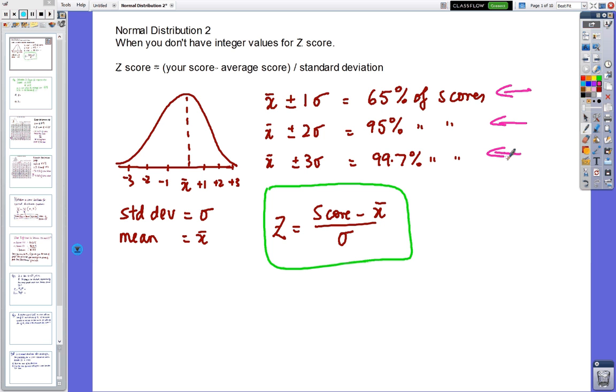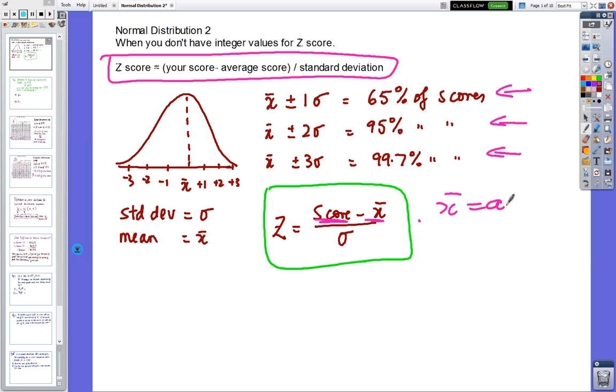Okay, so the Z-score formula I've typed up here, but what it looks like is down here. So you take the score minus the average, so X bar is the average, and standard deviation, SD, is the Greek letter sigma. It's like a circle with a head on it. Okay, so that's the formula. Copy that and come across when you're ready.